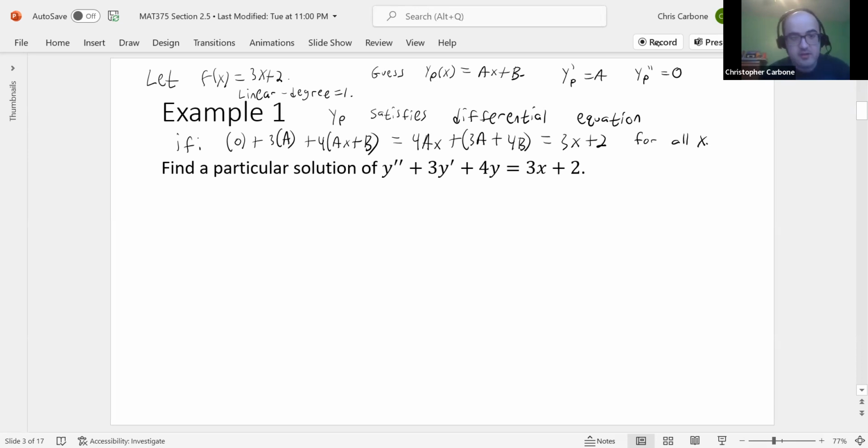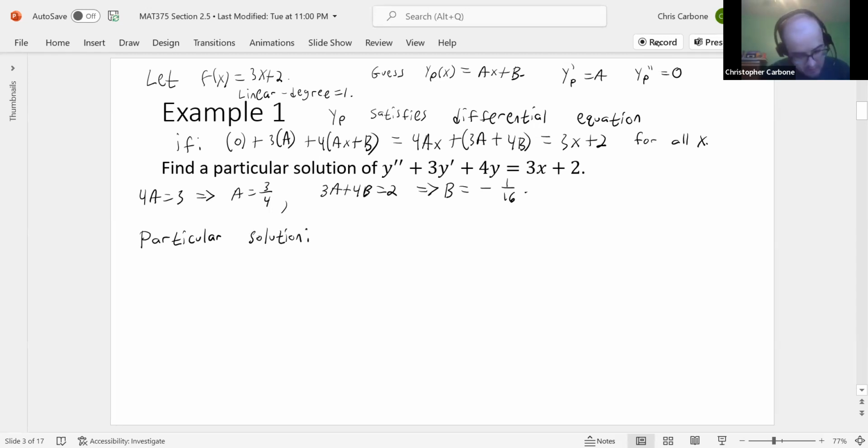So when does that happen? Well, we could equate the coefficients. This 4a has to be equal to 3, which means that a is going to be 3/4. Likewise, 3a plus 4b has to be equal to 2. And so we could solve for b and get ourselves a value of negative 1/16. So our particular solution is going to be y sub p of x is 3/4 times x minus 1/16.